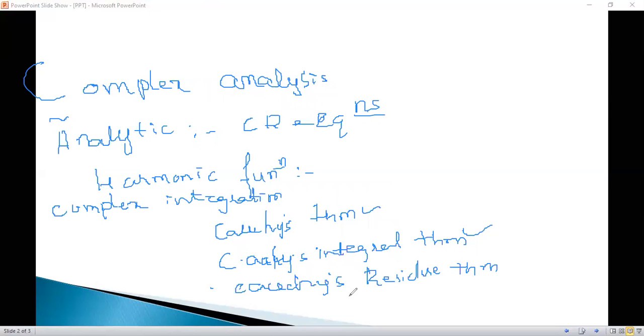Before discussing Cauchy's residue theorem, we have discussed what is a pole, what is a singularity, what is a removable singularity, and what is an essential singularity. All those properties and definitions we have discussed. After that, we have discussed Cauchy's residue theorem also. So these are Cauchy's integral theorem and Cauchy's residue theorem. These two theorems will play a crucial role while finding the complex integration.